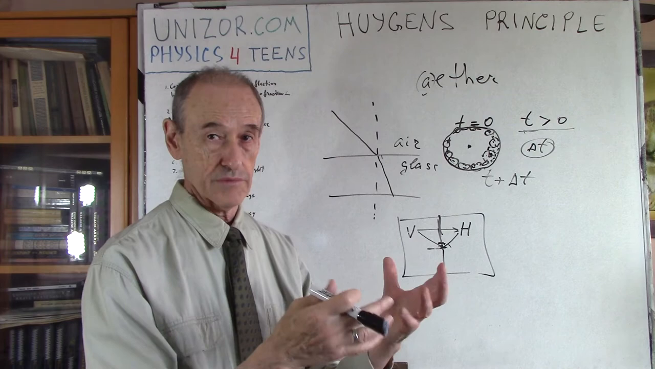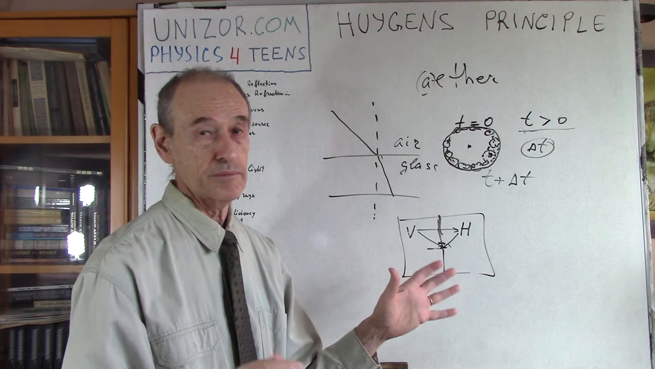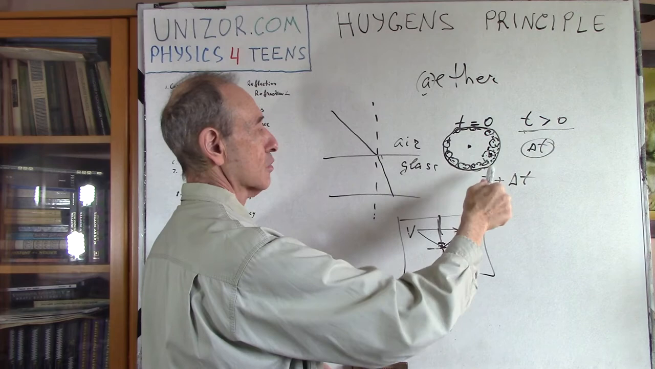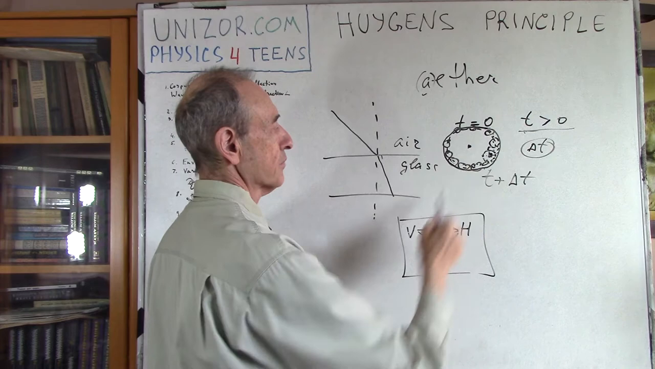So this is the idea. So again, it reaches certain points, at time t the wave front, and each point of the wave front is the source of secondary oscillation, which gives all these little spheres around it. Okay, so that's how it is.